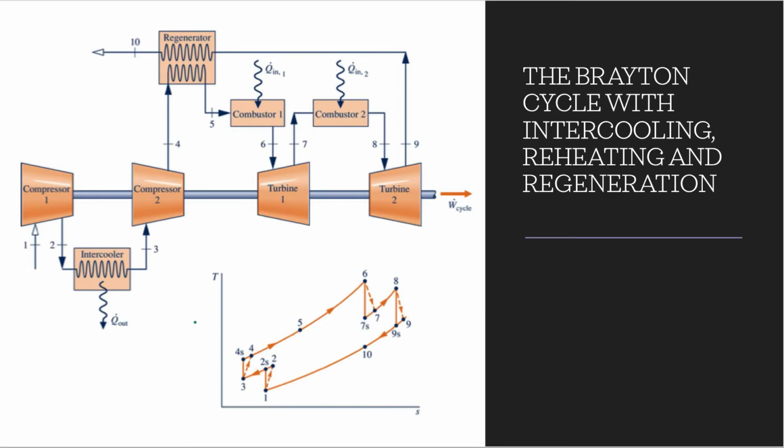Since we already covered all the topics of improving the Brayton cycle, here is the complete diagram of the Brayton cycle. Here we have two compressors and one intercooler, and this process we call intercooling. In this part we have two turbines. Between these turbines we have reheating, therefore we call it a reheating process, and this is the regenerator to reduce Q in.